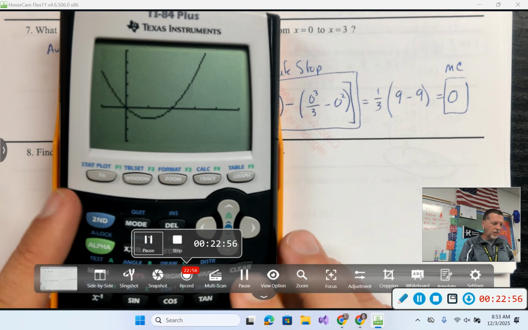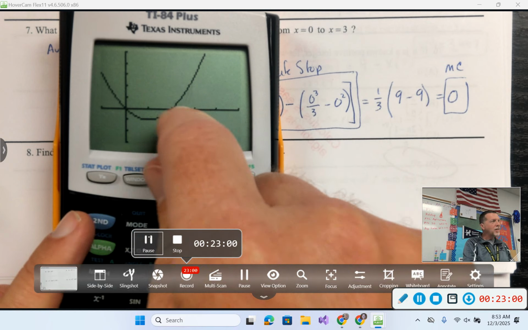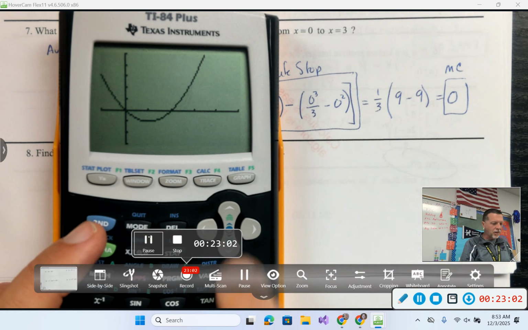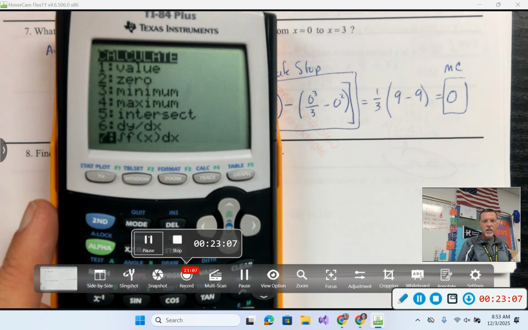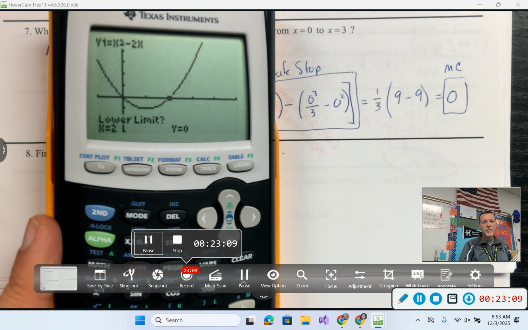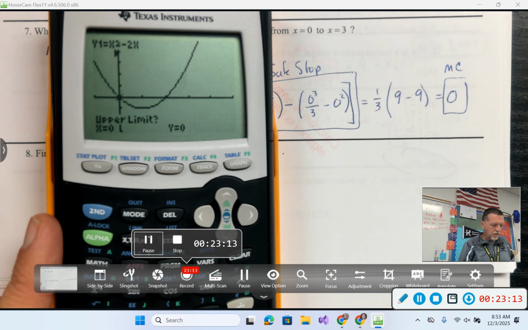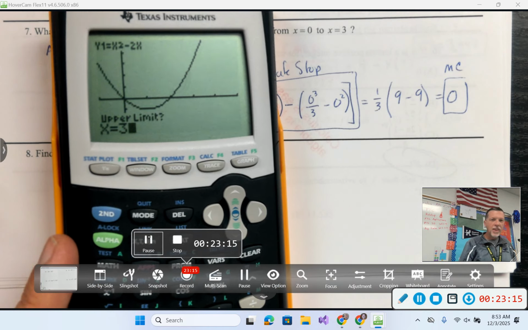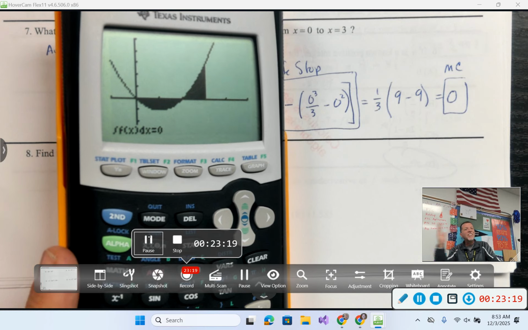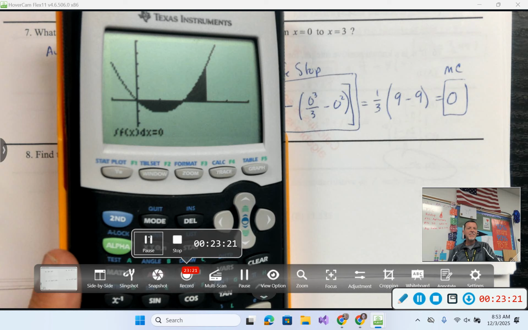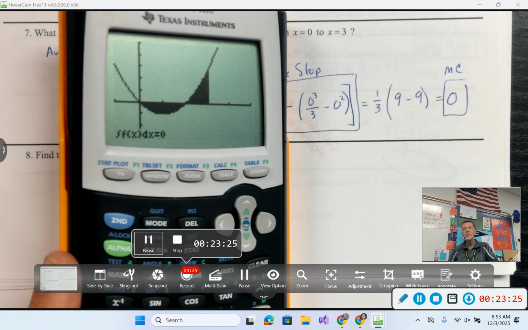By the way, a little side note here, you can integrate on the graphing calculator. Math 9 integrates, but you can also integrate here, second calc. Go down to integrate. Lower limit, you can just type in 0. Upper limit is 3. And this is kind of nice because it gives you the answer, but it also shades it, so it kind of reminds you that the integral tells you the area. And sure enough, that area is 0, so the average height is 0.